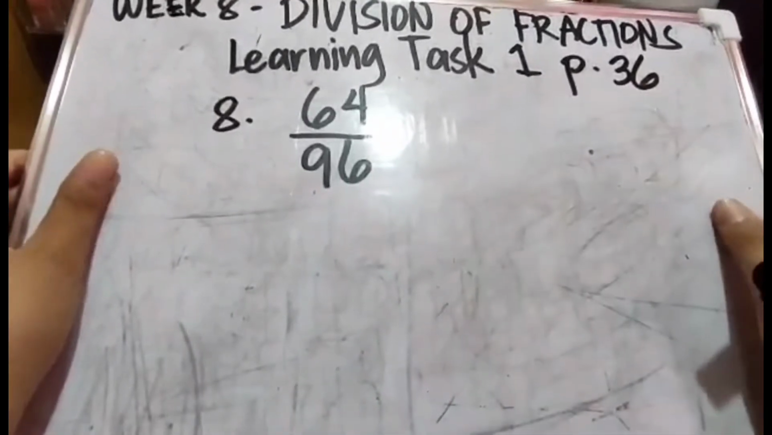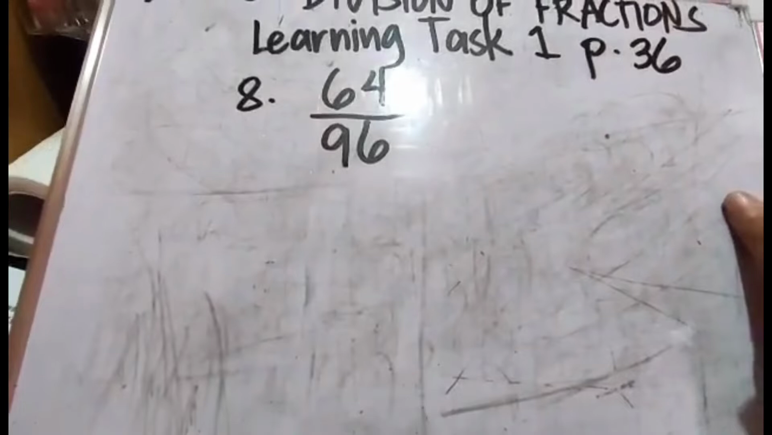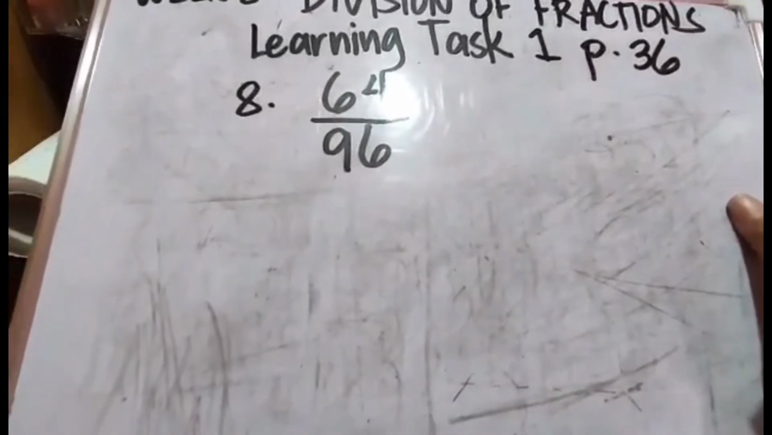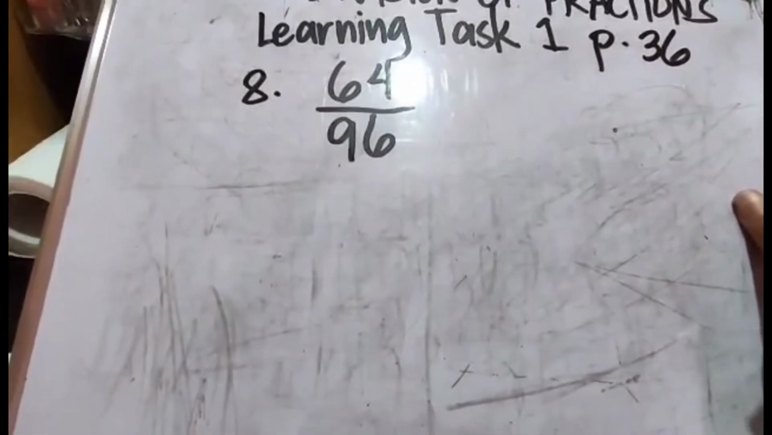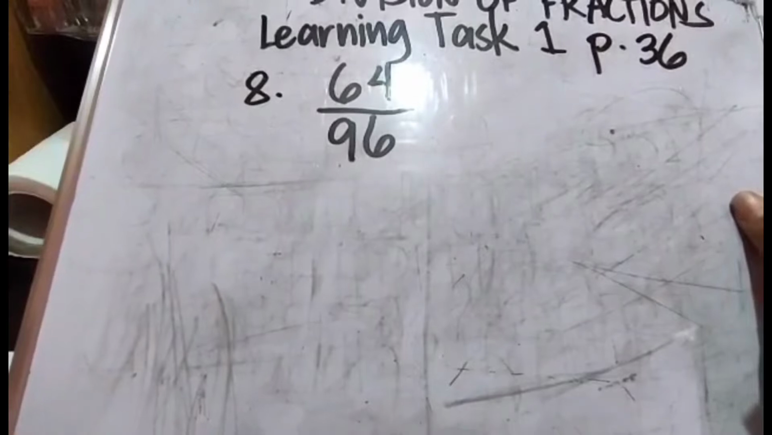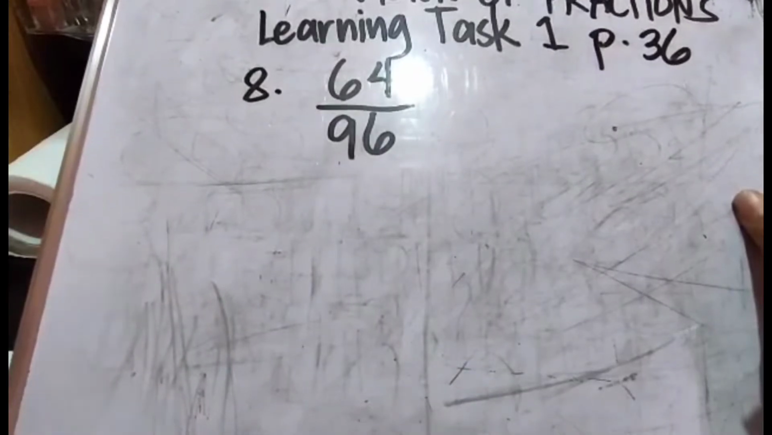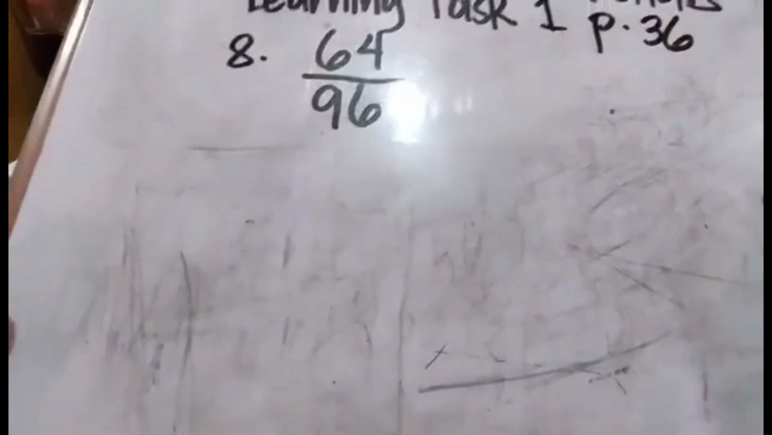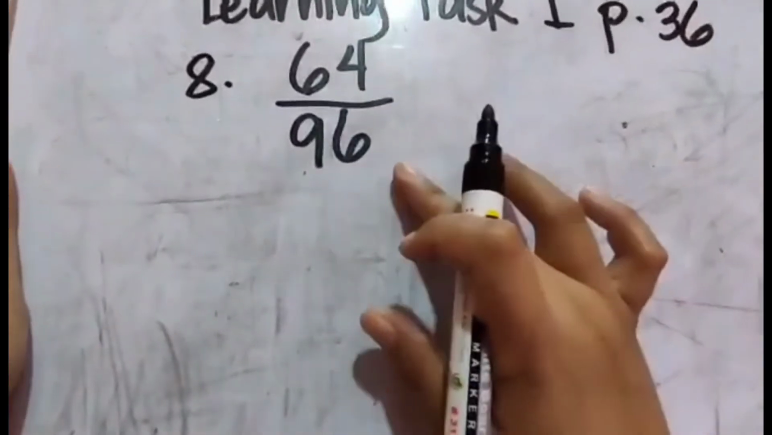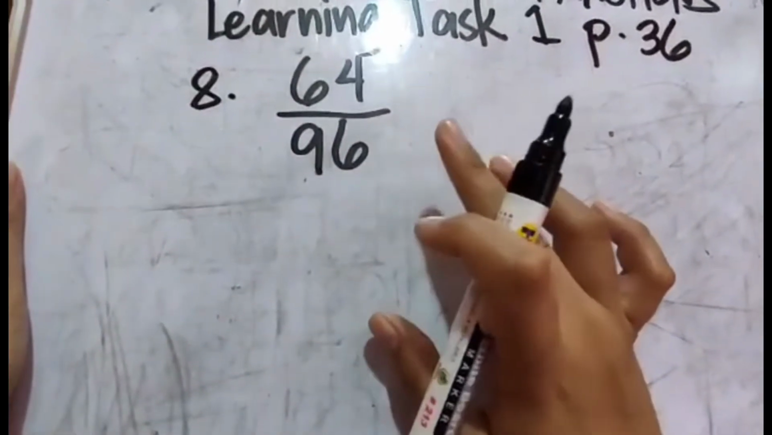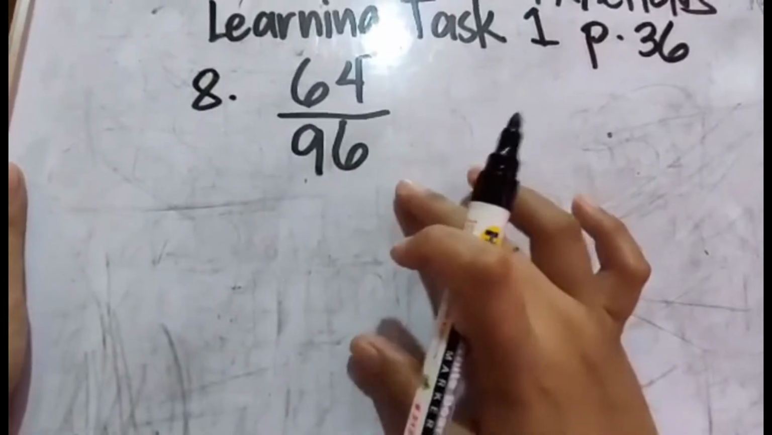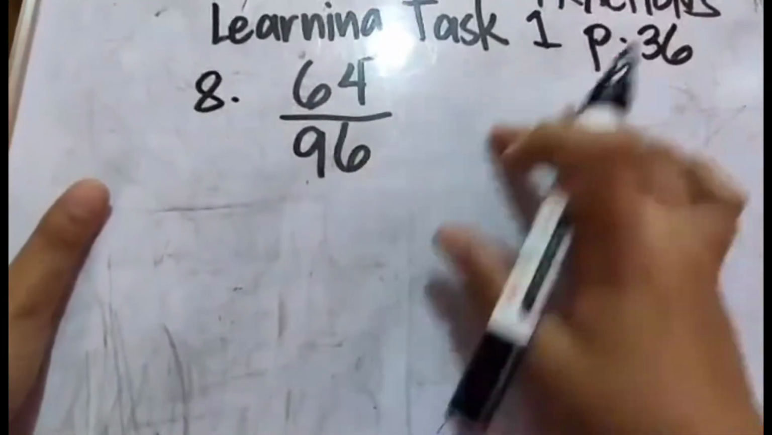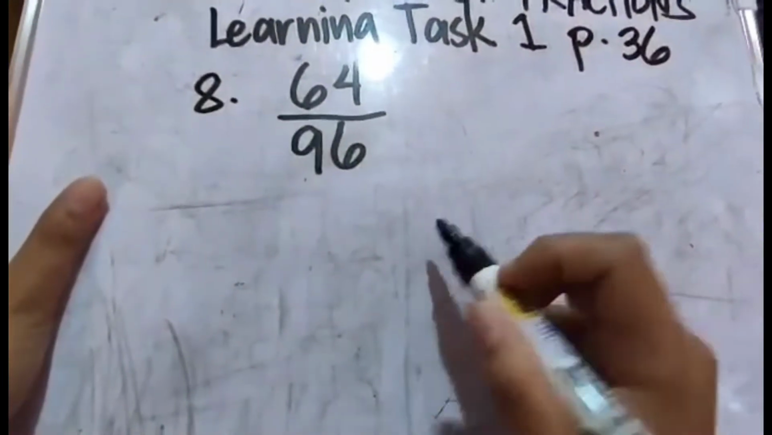Let's answer number 8 para mas madali. Page 36 yon para madali yung makuha kung paano sagutan. So the direction is give the lowest term, then write the reciprocal of the following fraction. Ilo-lowest term daw natin to, saka isusulat ang reciprocal. Di ba pinag-aralan natin last week yon? Reciprocal is the kabaliktaran. Pabaliktarin mo lang yung numerator at denominator.